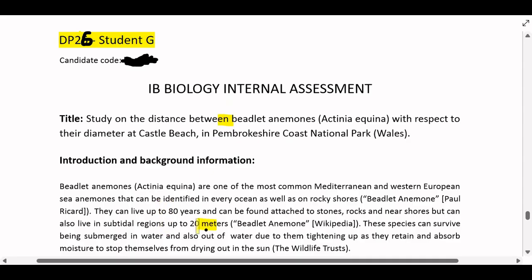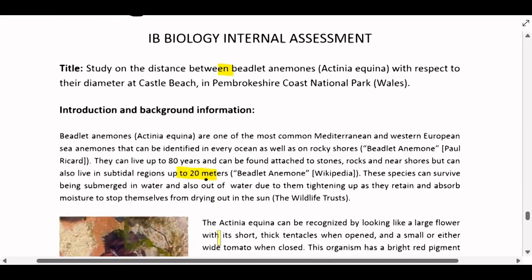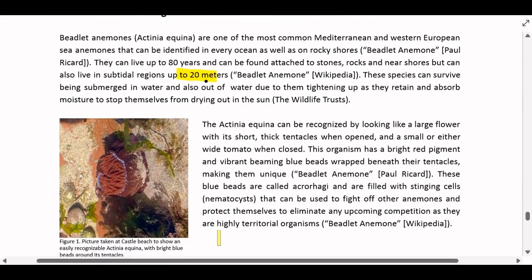Introduction up to 20 metres. Is this a depth or above sea level? Make it a wee bit clearer, otherwise looking all right.